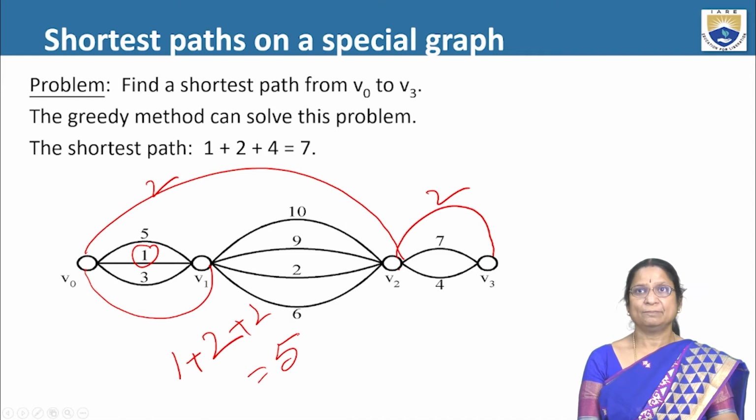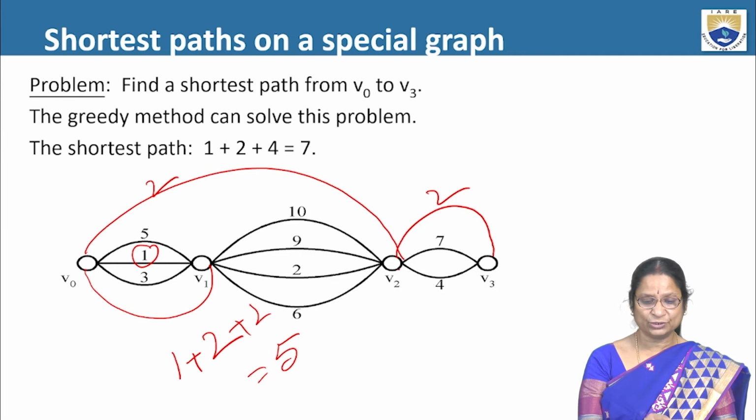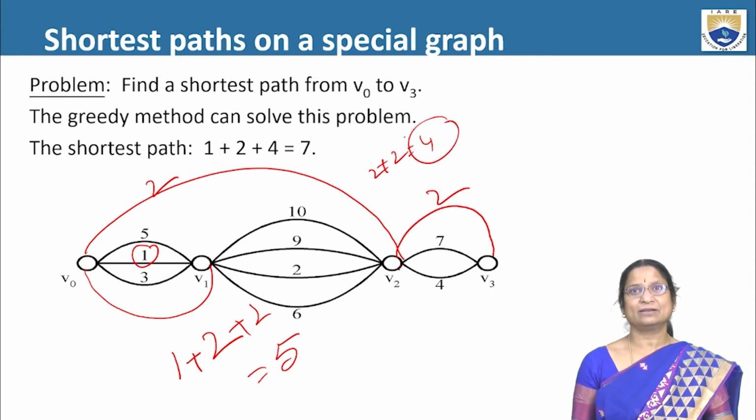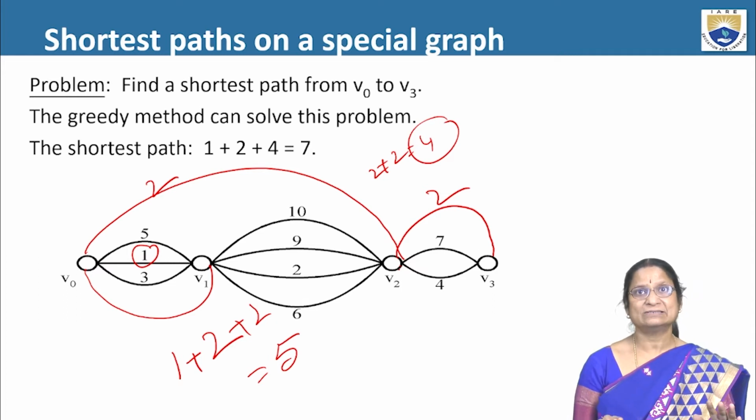Fine. But is it the optimum value? No. To reach from V0 to V3, if I directly go from V0 to V2, V2 to V3, I'll get the value as 2 plus 2, 4. So 5 is not optimal. Greedy technique we are applying, but it is not the optimal value. Hope you understand the concept.